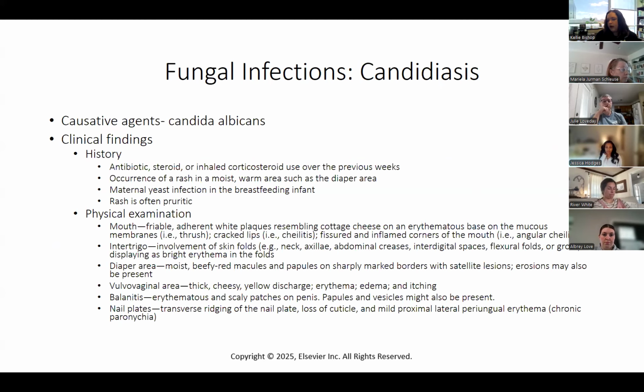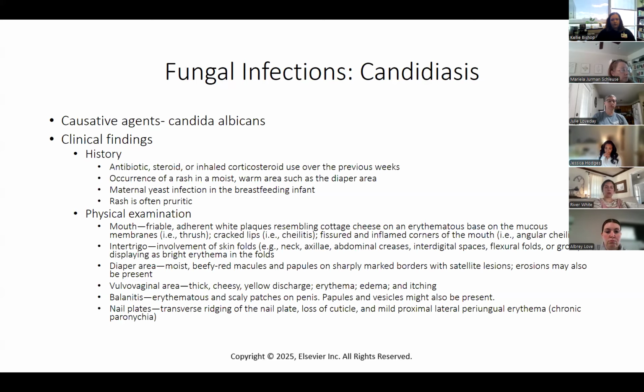Candidiasis, so we're going to switch into fungal infections. You've probably been seeing this in clinical, at least diaper candidiasis; we see a lot of it. Recent antibiotics, steroids, or inhaled corticosteroids are big risk factors for this. A lot of people will know, especially adolescent females, that every time they take an antibiotic, they get a yeast infection.